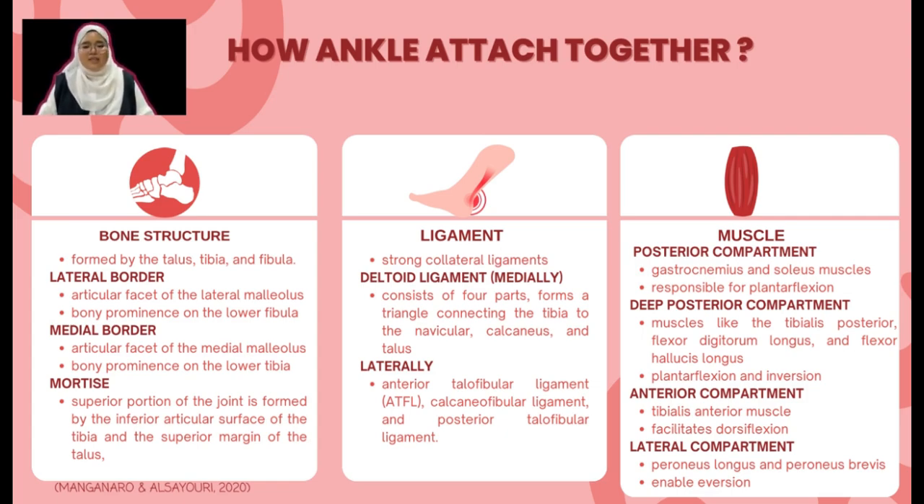Next will be the anterior compartment. It consists of the tibialis anterior muscle and facilitates dorsiflexion. And the last one will be the lateral compartment. It consists of peroneus longus and peroneus brevis, which enable eversion.